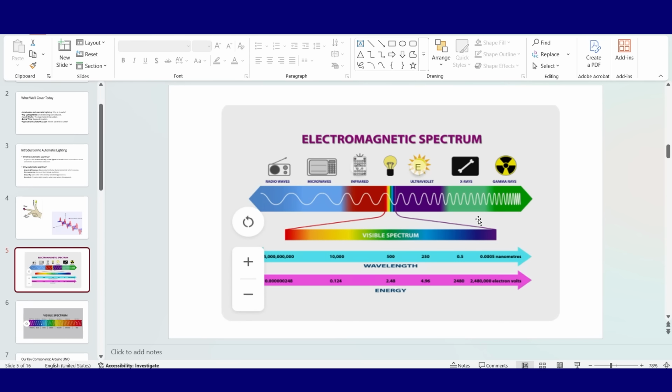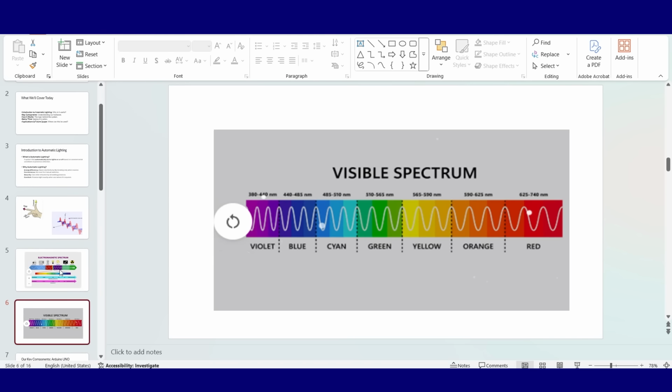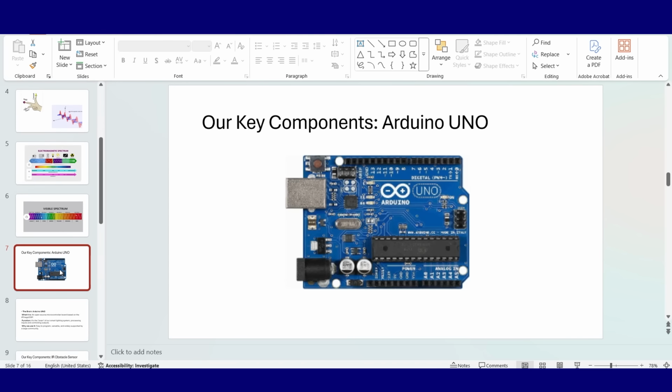Now with this introduction, let us move into our project. Let us come back to our project. So coming back to our project, what are the key components that we require for our smart automatic lighting system? First and foremost is the Arduino UNO board.